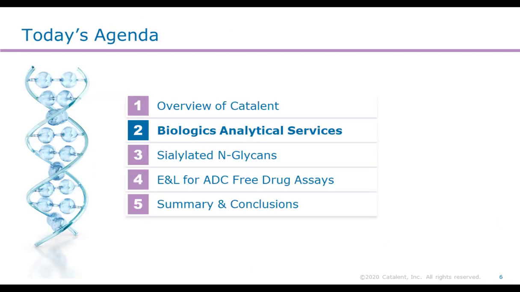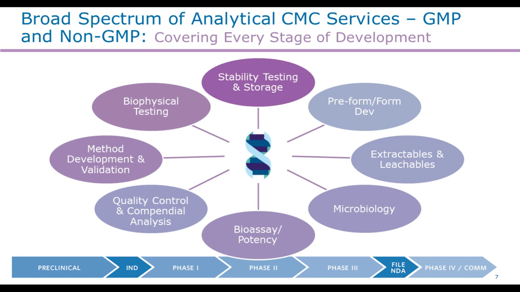So let's move on to the BAS, or Biologics Analytical Services Group. This group spans across multiple sites within the Catalent network as well. The BAS group specializes in providing lifecycle support for all of your biologics needs, including method development, method validation, stability testing, and extractable releasables testing, as well as biophysical characterization.